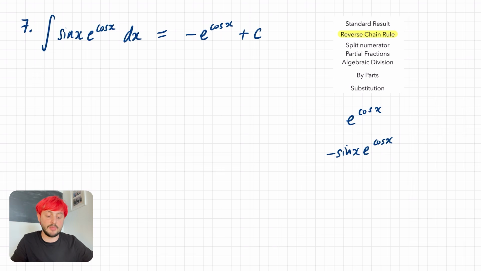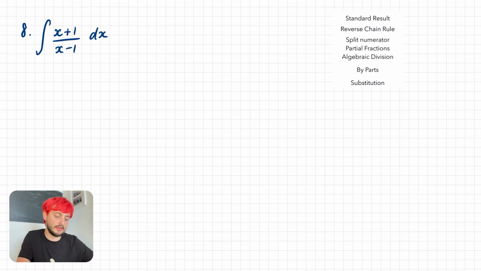So it is minus e to the cos x plus c. Question 8. This one, I think we remember this as algebraic division because it's a top-heavy or an improper kind of fraction. So I'm going to do it down here. I'm going to do x plus 1 divided by x minus 1.